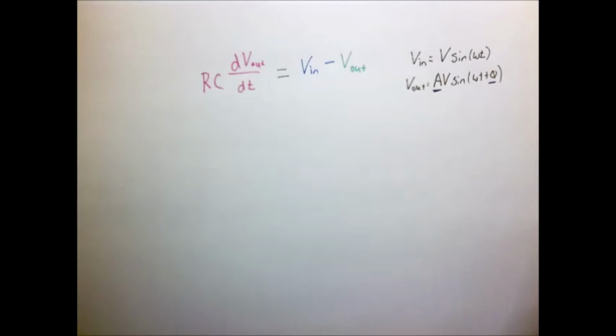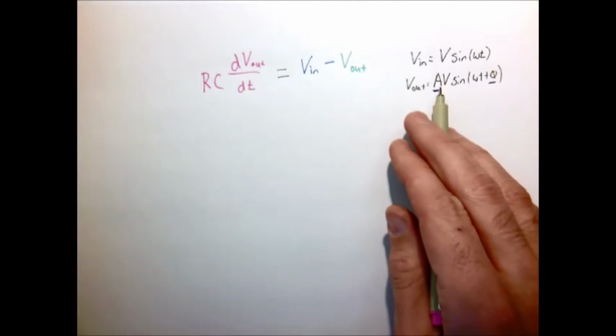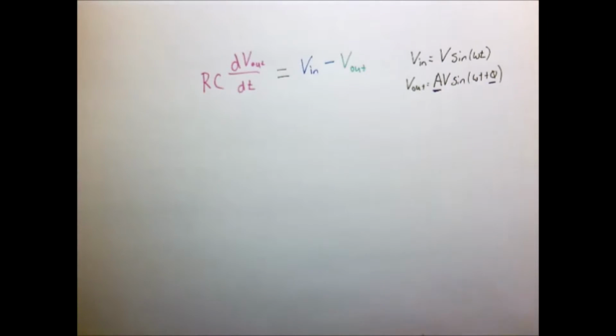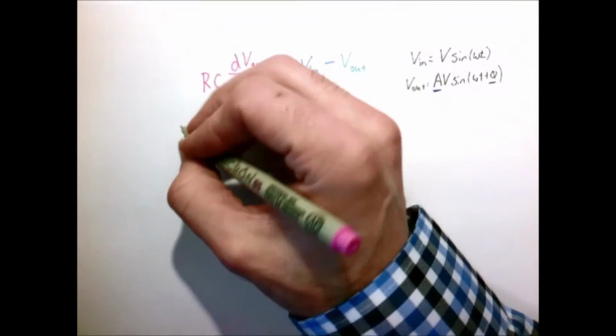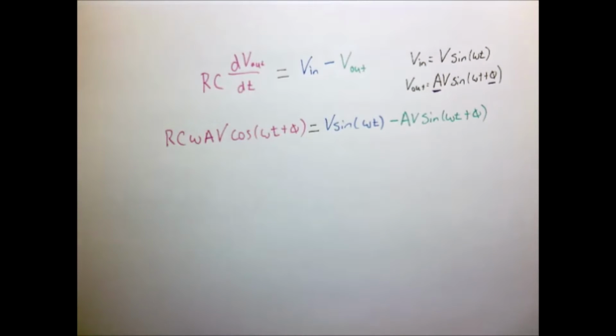And I'm going to use a different color here just so we can remember which term is which. So the first thing we need to do is take dV out/dt, which is very easy to do because we know how to take the derivatives of sines and cosines. Sine turns into a cosine and I pull out a factor of omega. So there I have my equation, now I've substituted my values in.